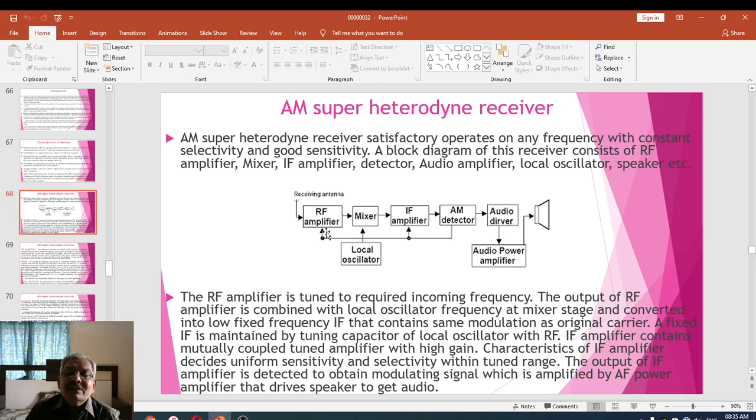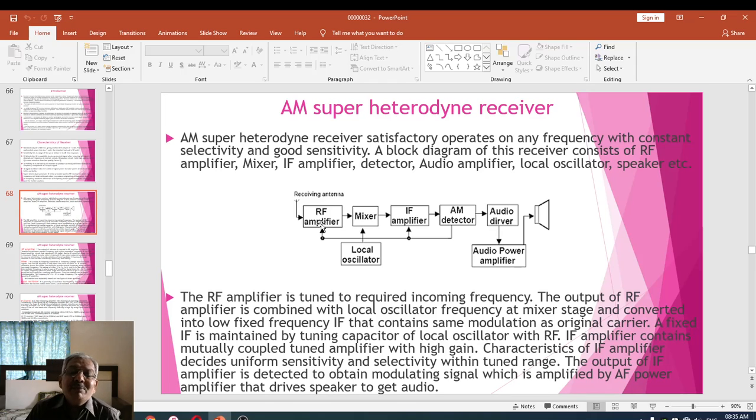RF amplifier has a very wide bandwidth so that it is capable to receive almost all the signals which lie within that particular bandwidth. RF amplifier rejects unwanted signal and accepts only wanted signal. Its signal to noise ratio is also more so that it is capable to reject the noise, high frequency noise, and receives only the signal information.